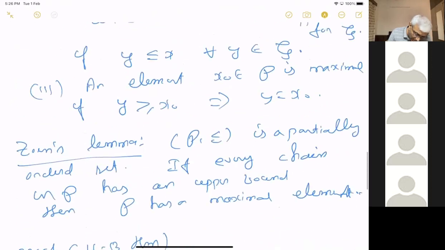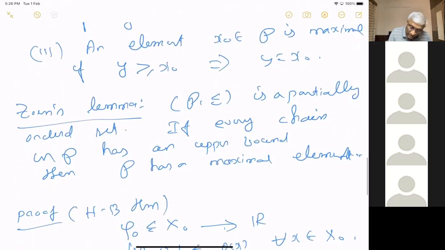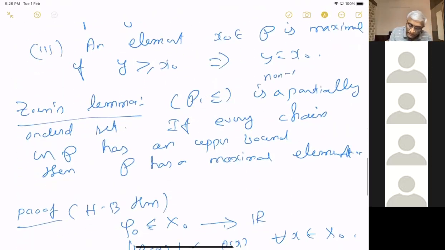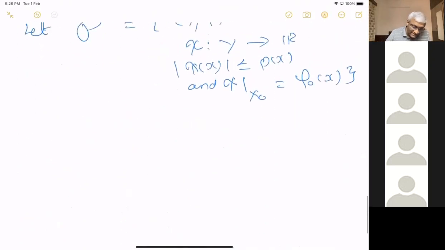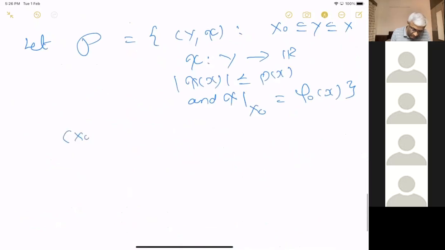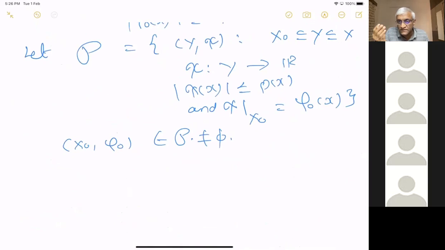So in Zorn's lemma, we need it to be non-empty, of course. It's a non-empty partially ordered set. And clearly this is non-empty because (x naught, phi naught) is in this. So we are considering the partially ordered set of all extensions of this phi naught, such that it is dominated by the Minkowski function p.